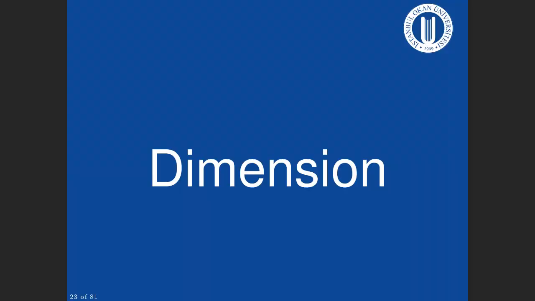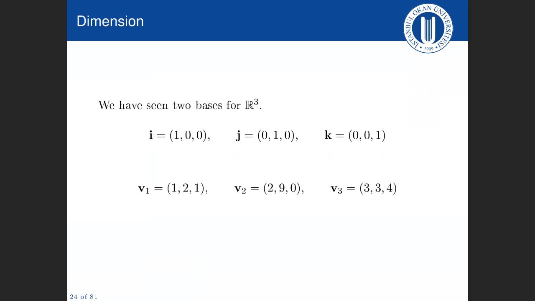Next idea, the idea of dimension. We've seen two bases for R3. We've seen i, j, and k, and we've seen v1, v2, and v3. How many vectors are in each of these bases? Well, in the first basis, the standard basis, we can count them, 1, 2, 3. And in this other basis that we've been looking at, again, we count them, 1, 2, 3. Each basis had 3 vectors in.